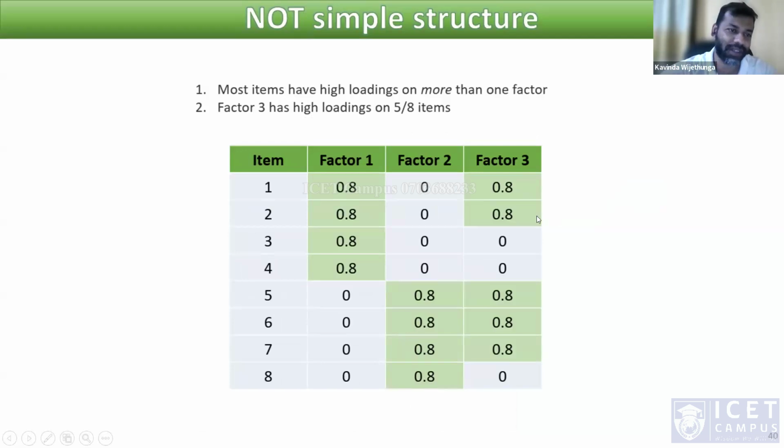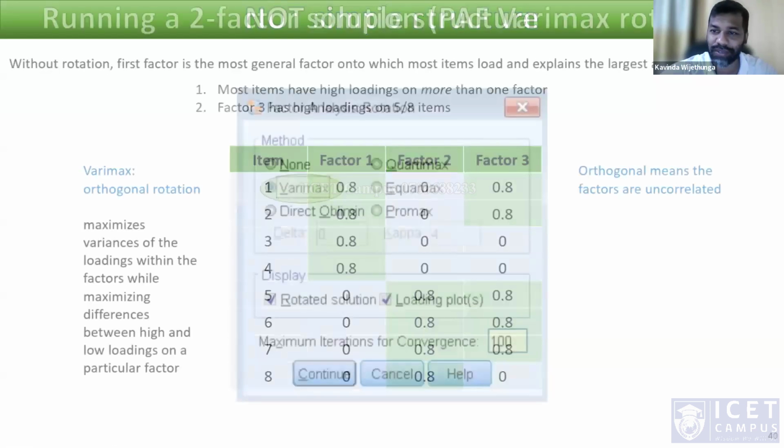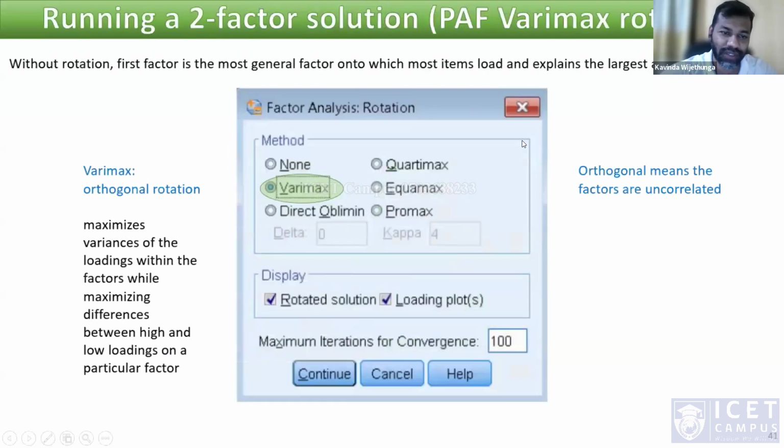That means a rotation method. Without rotation, the first factor is the most general factor, with the most items explained by the amount of variance, right? So there are two ways we are going to discuss. That is the orthogonal rotation method, which maximizes the variance of the loadings within the factors while maximizing the difference between the high and low loadings on a particular factor, right?